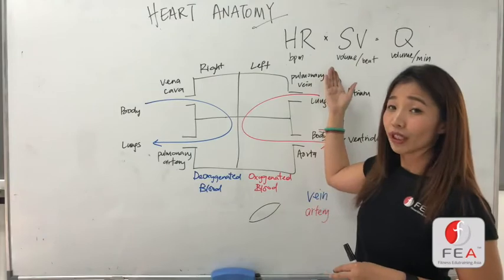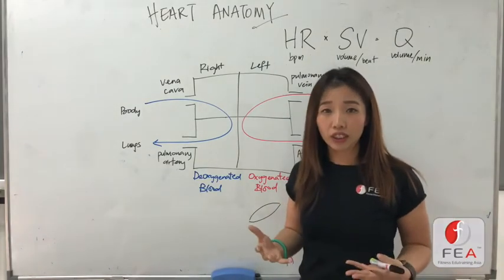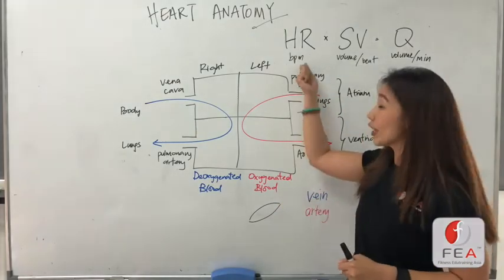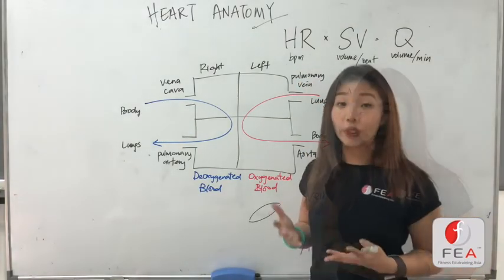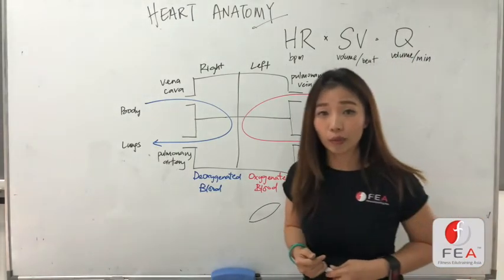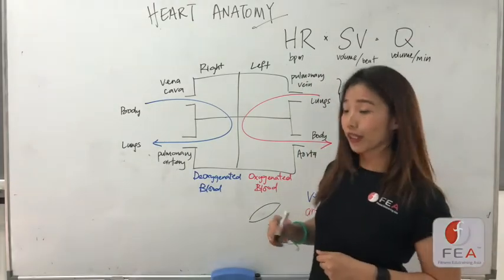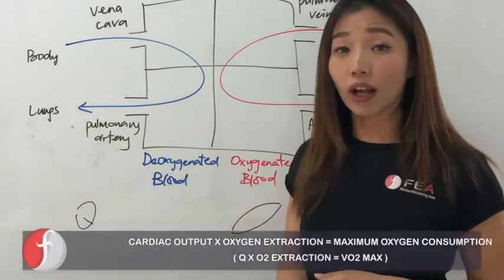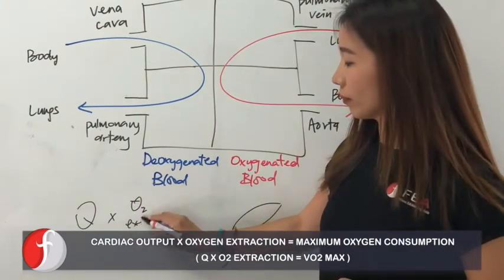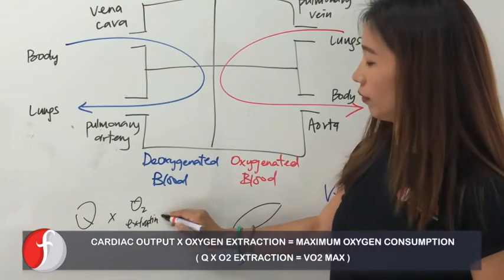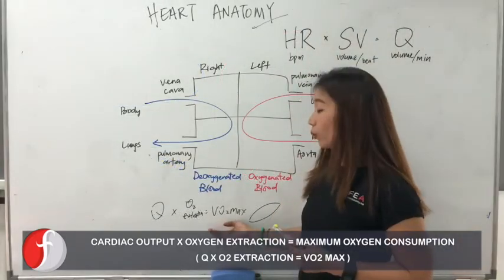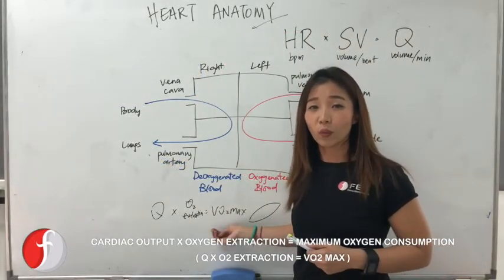When your stroke volume increases, in order to be more efficient, your body does not need to pump as many times, resulting in a decrease in the resting heart rate. With that, your maximum cardiac output is going to increase. With the increase of cardiac output, your cardiac output times your oxygen extraction gives you your VO2 max, which is your maximum oxygen consumption. This will also increase, and that's what we want when we want to be fitter.